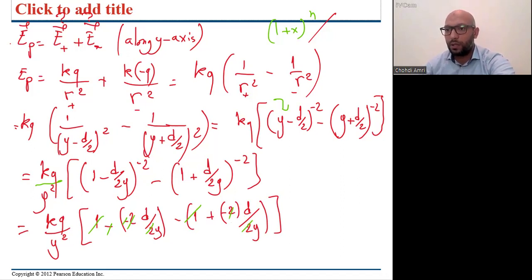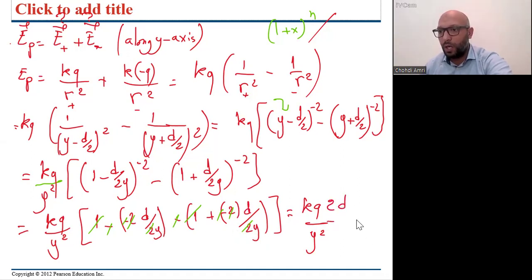What will be our result? And here also the minus and the minus. Our result would be kq over y squared multiplied by what? d over y. So 2d over y. So the result would be over y cubed. Yes, good. So the result would be over y cubed.